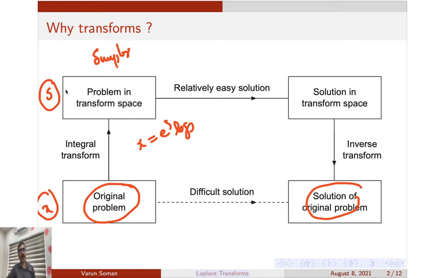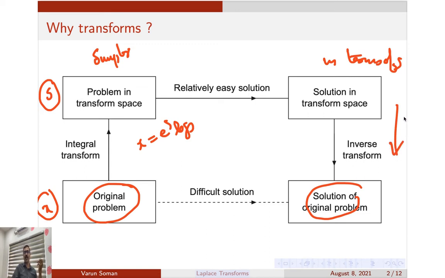When I convert it, suppose the original problem is a very difficult integral, it will now become a simpler one. Once I convert it to s, it will be very easy to solve in terms of s. I'll find the solution in terms of s. Then I'll give back the value of s in terms of x, and I'll get back the inverse transform.